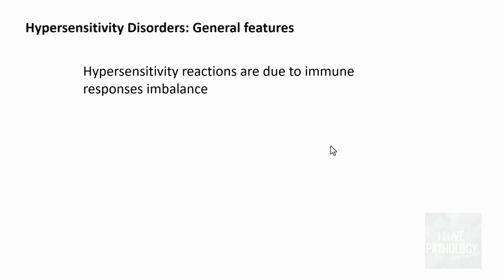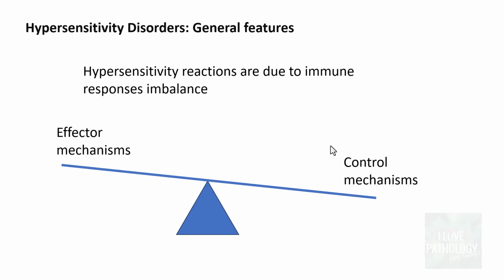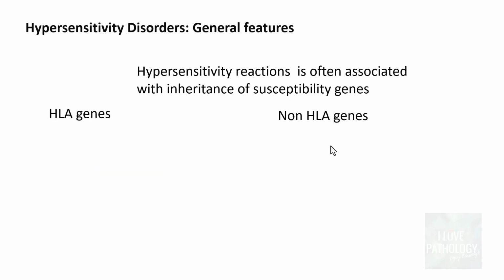The second important thing you need to know is that when there is a disorder in this balance, when the effector mechanisms are too much, or when the control mechanisms have come down, that is when the reactions will be hyper. That's why they are hypersensitivity reactions. Next, not everybody will develop hypersensitivity reactions. It is often associated with inheritance of susceptibility genes, and these genes could be HLA associated genes or non-HLA genes. We will understand these susceptibility genes when I talk about the different types of hypersensitivity reaction.